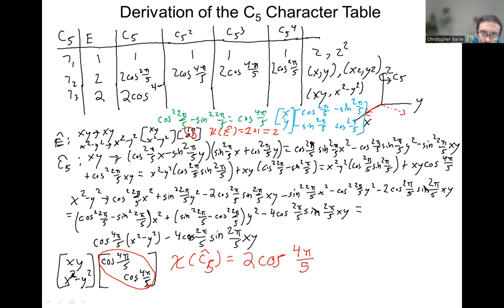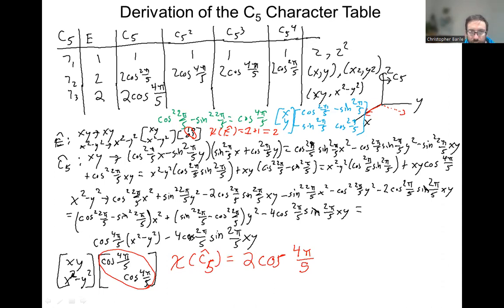And you can see this is looking similar to gamma 2, but it's unique, it's different. Before we had 2 cosine 2 pi over 5 for gamma 2. All right, so now, do we have to do all the same work for C5 squared? Technically, yes, but it's going to be a lot easier. The reason is that we don't have to rewrite all this stuff, okay? Let's just think about what would happen.